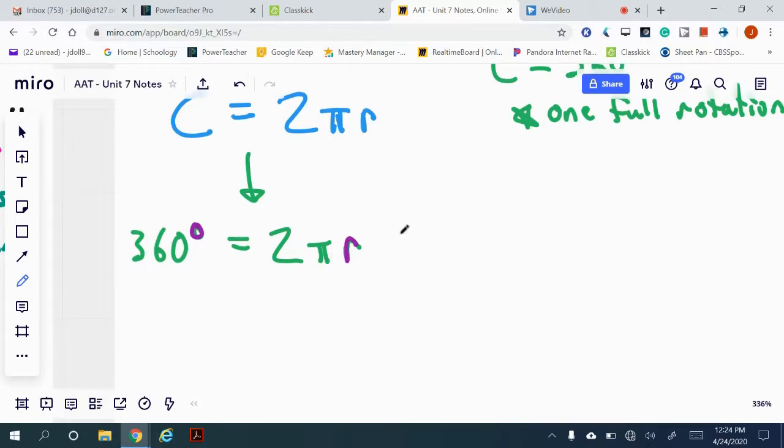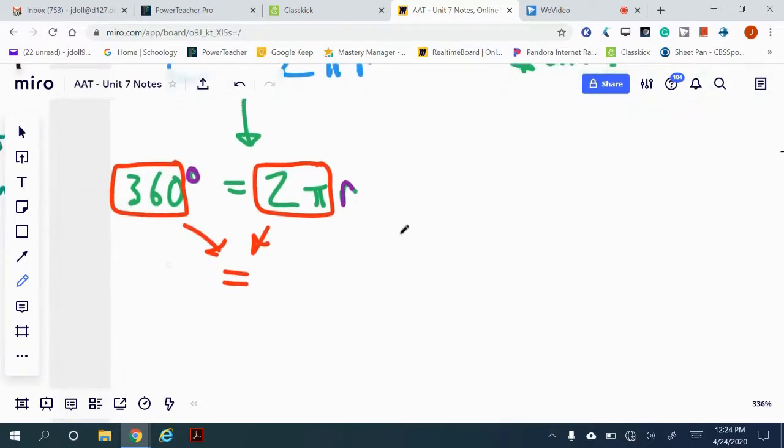So what we see then, if 360 degrees is equal to 2 pi radians, well, that means that 360 and 2 pi are going to be equal. That 360 and 2 pi are equivalent measurements when it comes to our radians and our degrees. One full rotation around the circle in degrees we say is 360. One full rotation in radians is 2 pi.